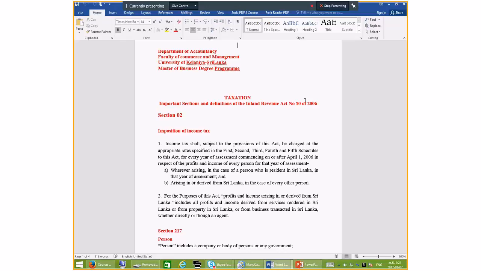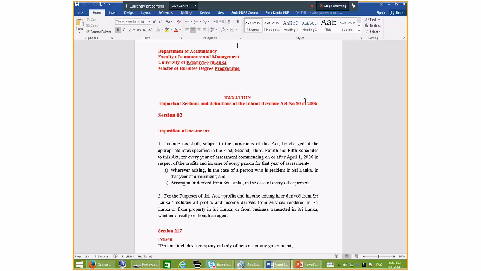Here there is no reference for the year of assessment. That means what duration of period is considered for the year of assessment. And also profit and income have not been defined here. Only income tax shall be charged on the profit and income of every person. Then who is every person? We must have a clear knowledge of person to person. Then we can impose the tax on the person.